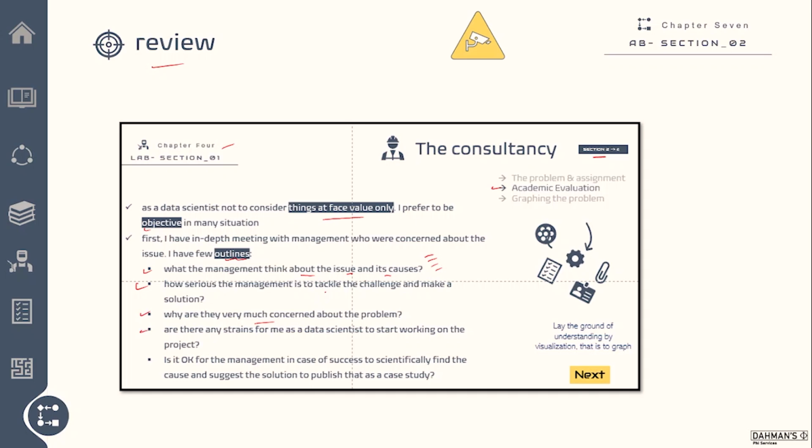Then I asked them, are there any constraints for me, as the consultant, as a data scientist, to start working on the project? And I found out that there were no constraints whatsoever, but all the management backup and support. Then I asked, is it okay for the management, in case of success, to agree on publishing the results as a case study? They were more than eager to share the story and to help other institutions if they would face such a challenge. So that was the quick review on the questions or the outlines that I discussed with them. And of course, I also have to take you back to the visual presentation.